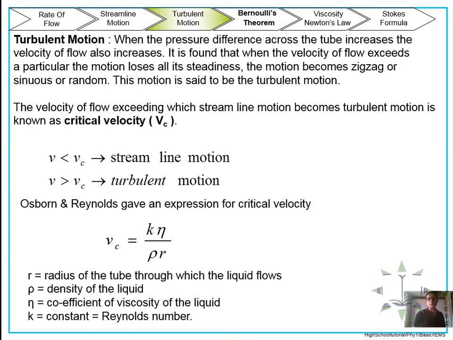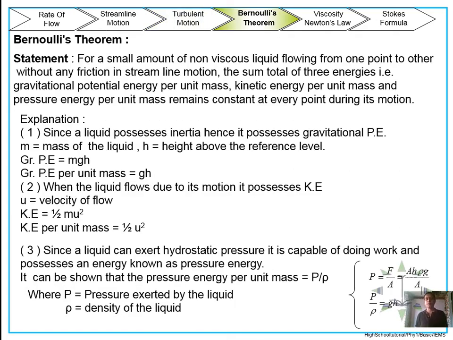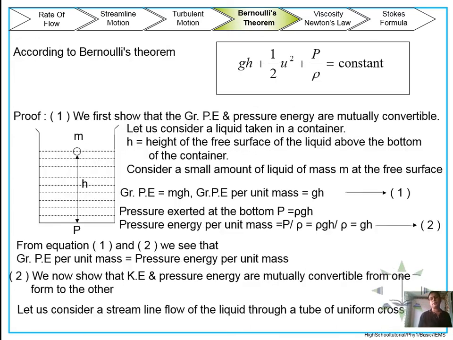So here we have Bernoulli's theorem. Actually in this note I have proved that the sum of three energies, that is potential energy per unit mass, kinetic energy per unit mass and pressure energy per unit mass, are all constant at every point. If we get time, we can derive even this expression, but I don't think this is in your course syllabus right now. So you can omit, you can neglect this part of it.